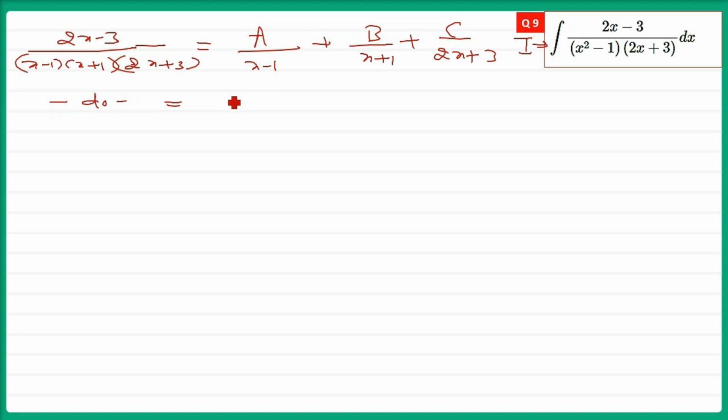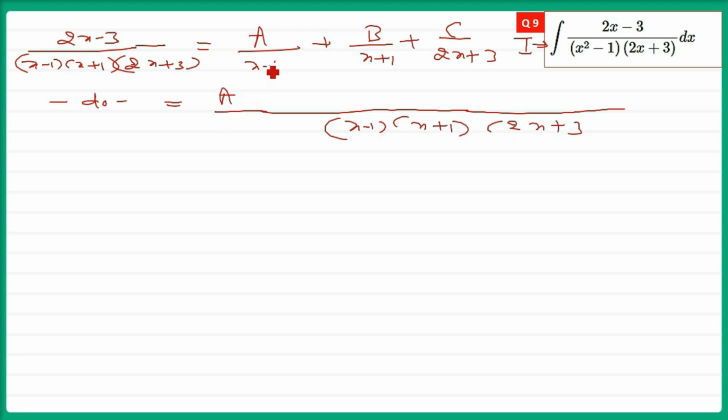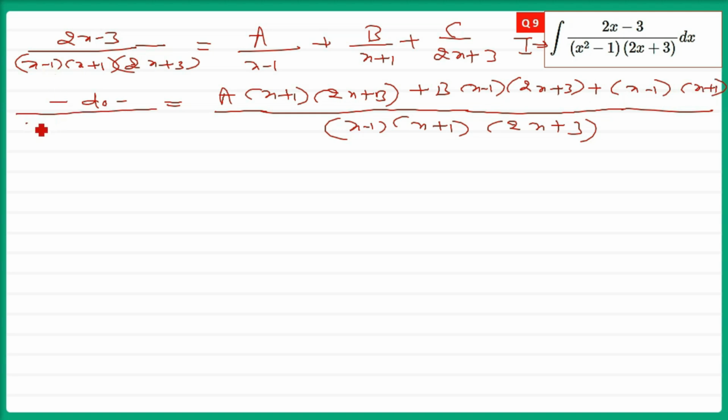On the left it will be the same. I'm just writing it for a while. In the denominator you will get x minus 1 multiplied by x plus 1 multiplied by 2x plus 3. Now a will have, except x minus 1, the other members x plus 1 and 2x plus 3. With b, except x plus 1, the other two factors. What are those? x minus 1 into 2x plus 3. Now with c, except 2x plus 3, the other factors, x minus 1 into x plus 1. So let me write this left hand side so that we can cancel it out. The denominator is the same as the right hand side.